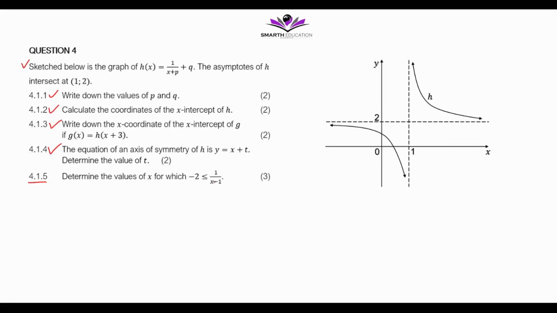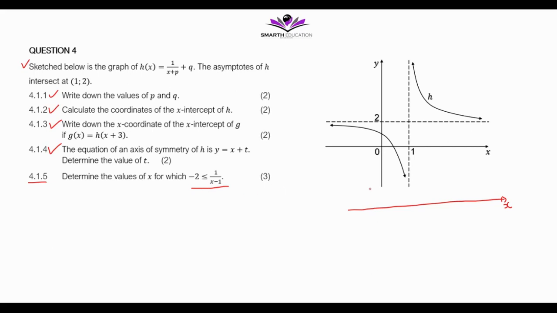Determine the values of x for which negative 2 is less than or equal to 1 over x minus 1. When you're dealing with inequalities where the variable is in the denominator, it is better to use the number line. So we must have the number line. The number line is actually the x-axis. You know that when you're saying a function is greater than 0, it means above the x-axis. When you're saying less than 0, it means below the x-axis. We have to be careful here.